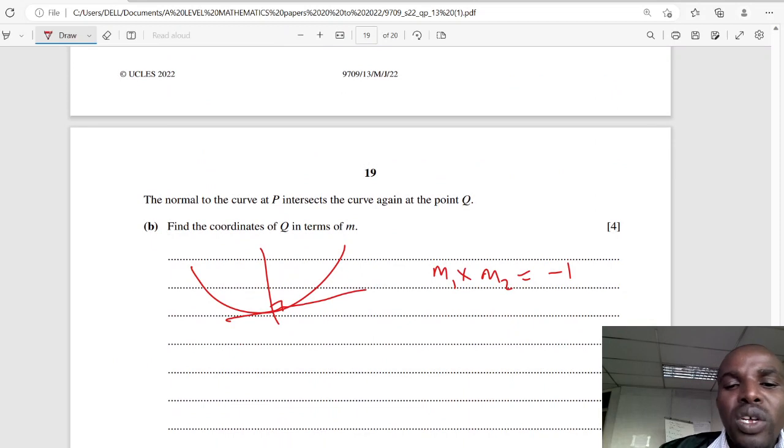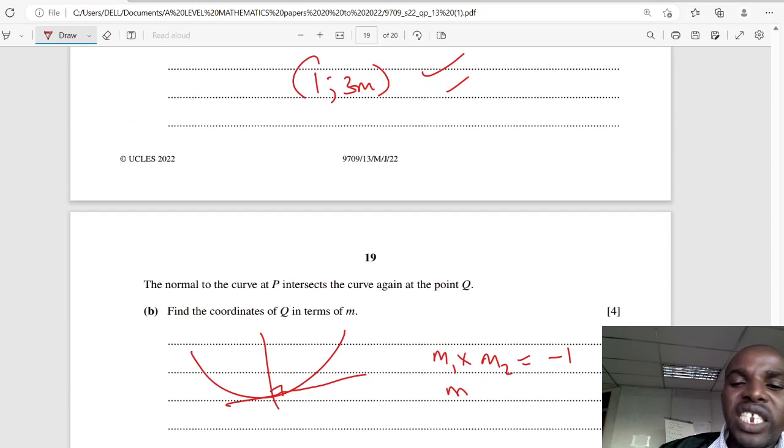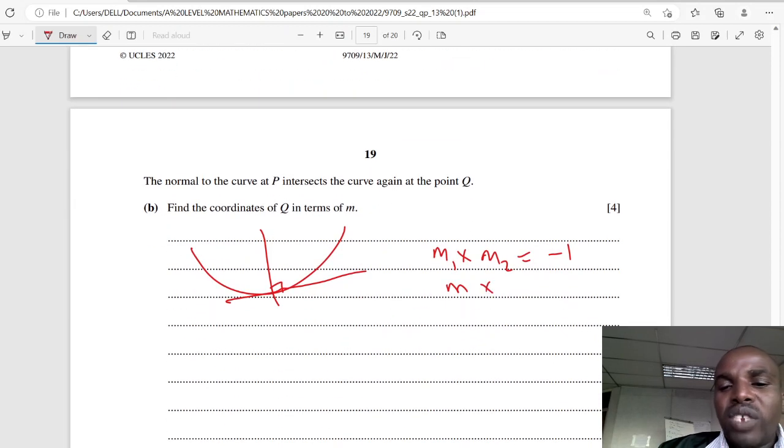So what about the normal? They said find the coordinates of Q in terms of m. What is Q? It means the normal to the curve at P intersects the curve again at Q. So it will be m times m2 = -1. So m2 = -1/m. Just like this. Then you finish up.